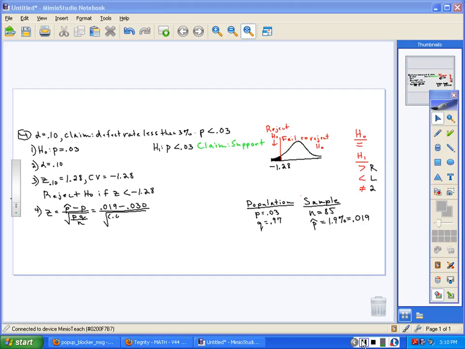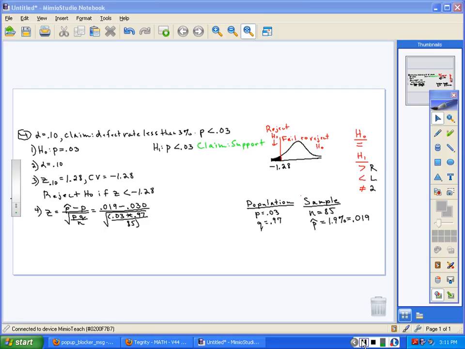P is 0.03, and don't close the parentheses inside a square root. It generally messes it up. Calculators are different now, but it's just better not to do that. So I'm going to put 0.03 times 0.97, and that whole thing is going to be divided by 85. So I have a beginning parentheses when I start the square root, and I don't close the parentheses until I get to the end of the square root.